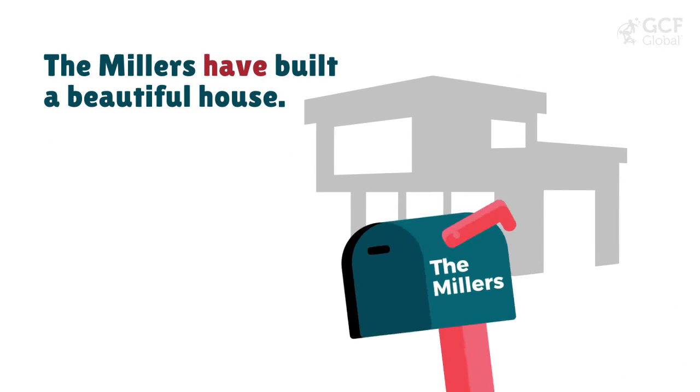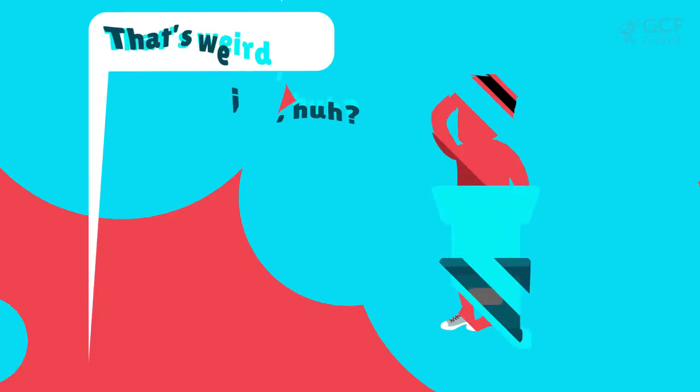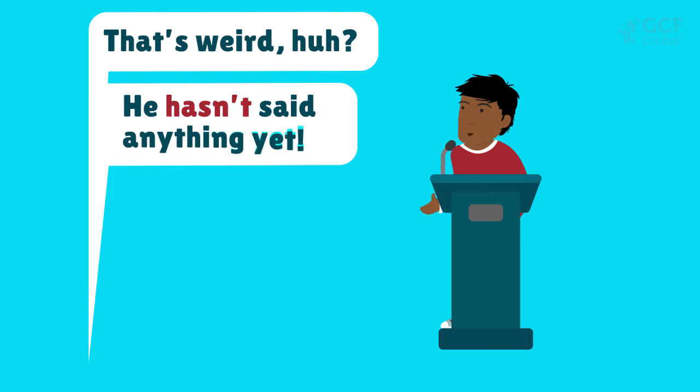For example, the Millers have built a beautiful house. That's weird, huh? He hasn't said anything yet. Have they got married?